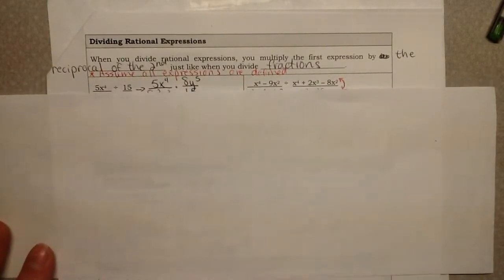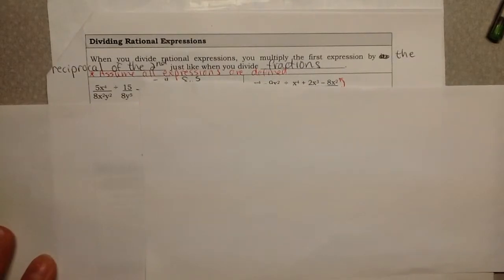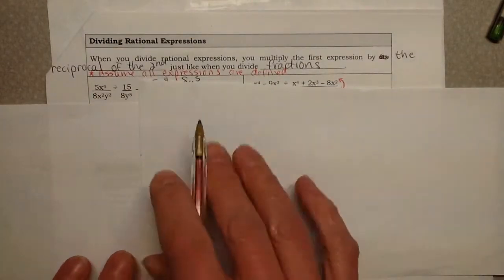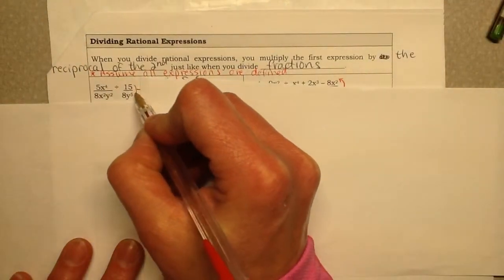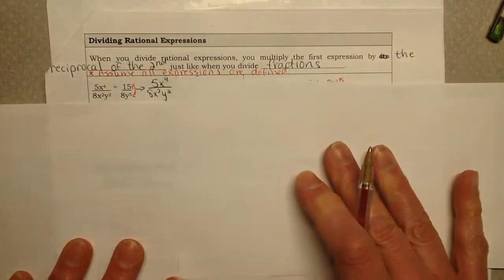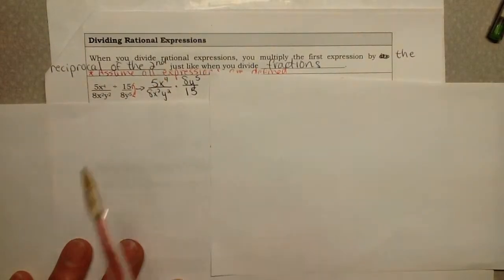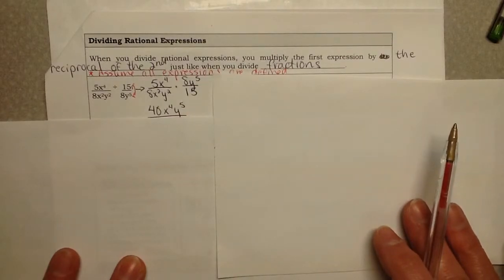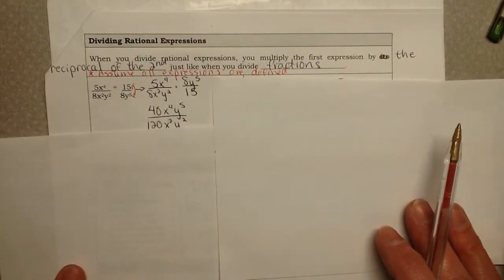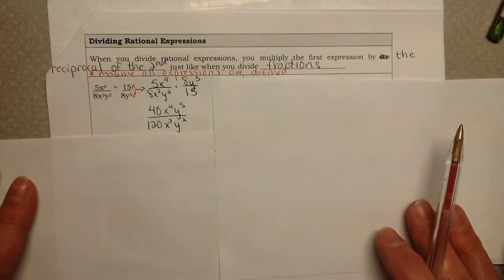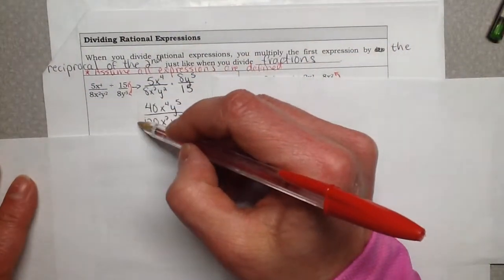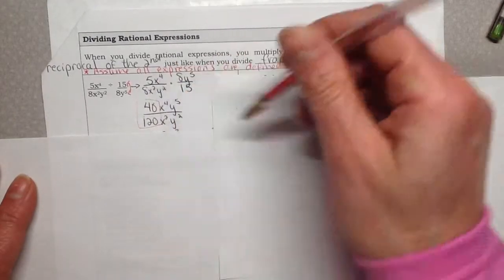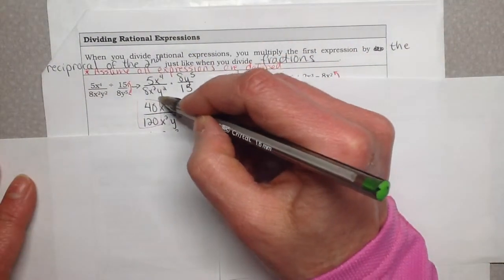All right, so let's get started with this example. We have to take the reciprocal of the second one, so that's going to turn into this. Now I'm going to multiply straight across in the numerator and the denominator, which is going to give me 40x to the 4th y to the 5th over 120x squared y squared. Now I am just going to reduce the numbers, and then subtract the exponents.